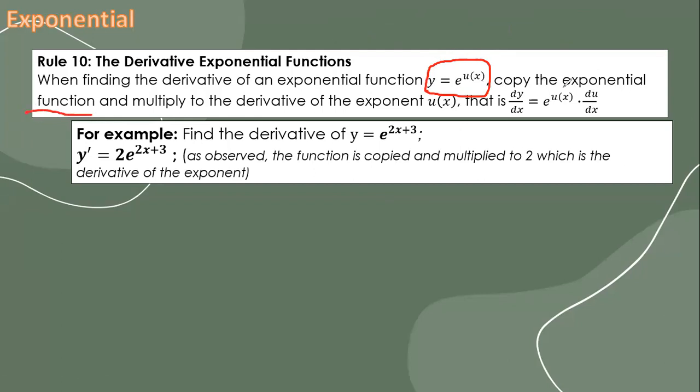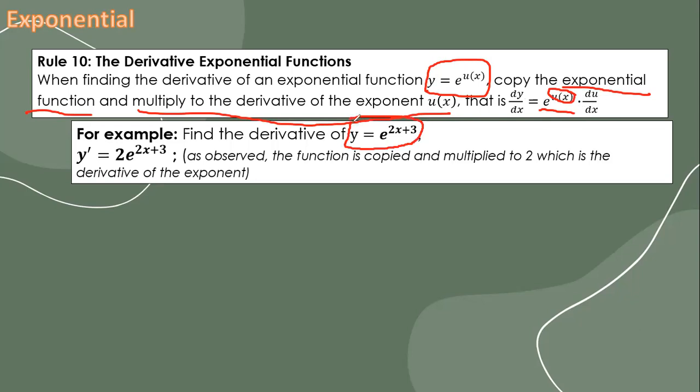Copy lang yung exponential function, and then multiply to derivative nung exponent u of x. That is, dy over dx is equal to, okay, kinapi lang, e raised to u of x times the derivative ng exponent. Let's have an example.